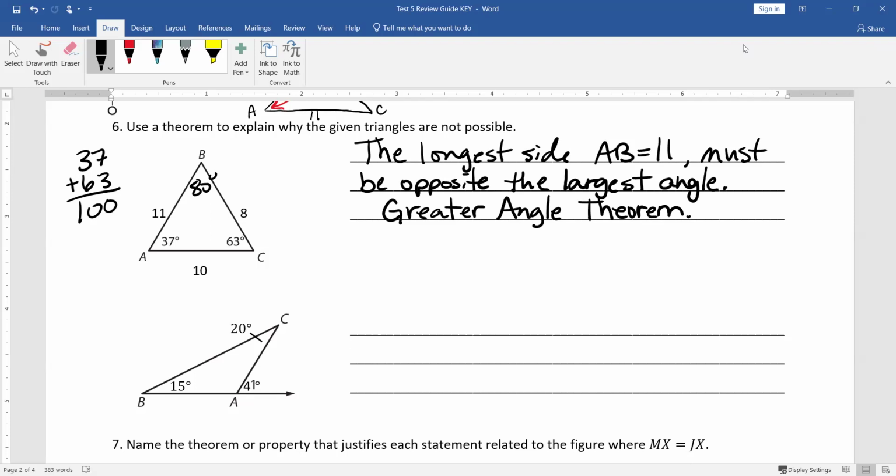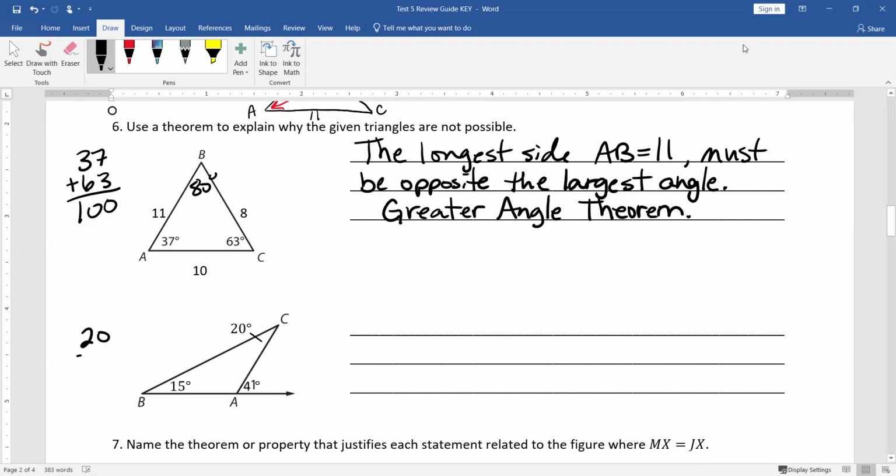Let's look. What do we know about the exterior angle and the two remote interior angles? The sum of the remote interior angles must equal the exterior angle. It will always be exactly the same measurement, because the sum of a linear pair, the 41 degrees and that interior angle A, has to equal 180, and all the interior angles of a triangle must equal 180. So the 15 degrees and that 20 degrees, if we add those up, should equal 41.